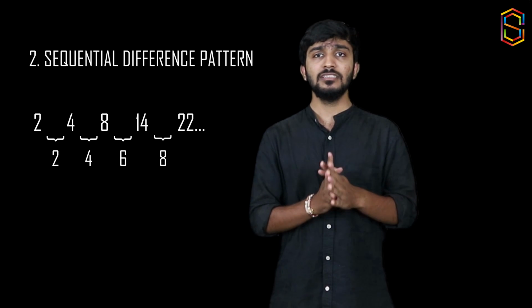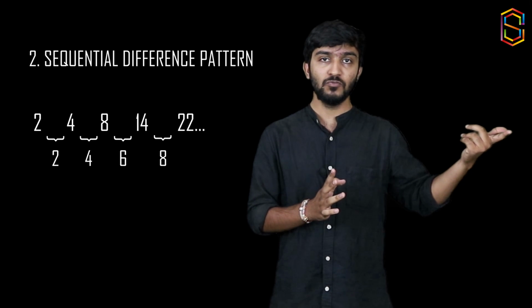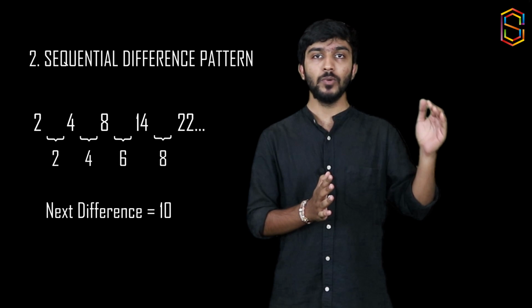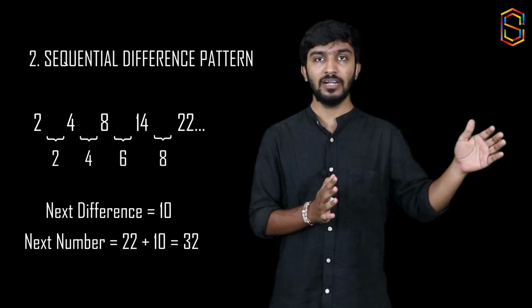So we can say that the next difference would be 10. And that means that the next number would be 22 plus 10, and that is 32.